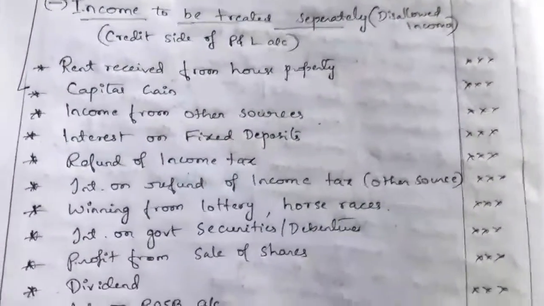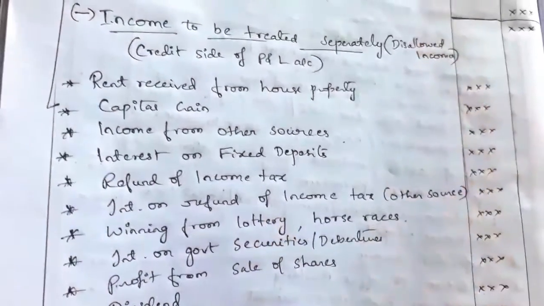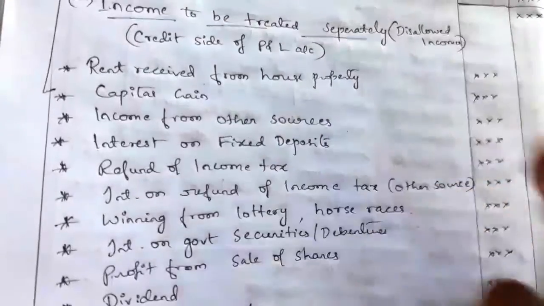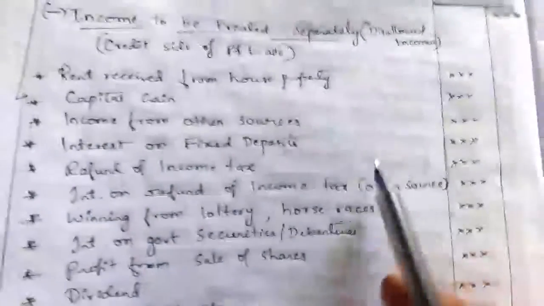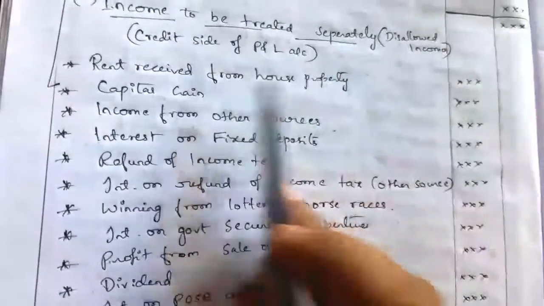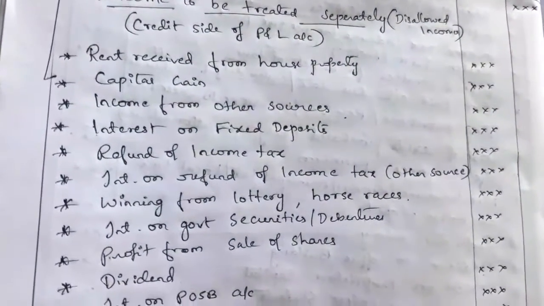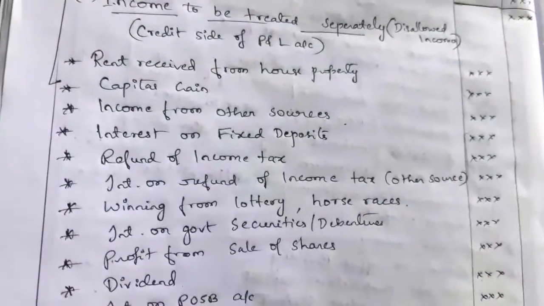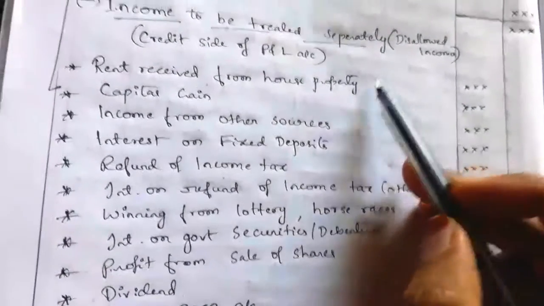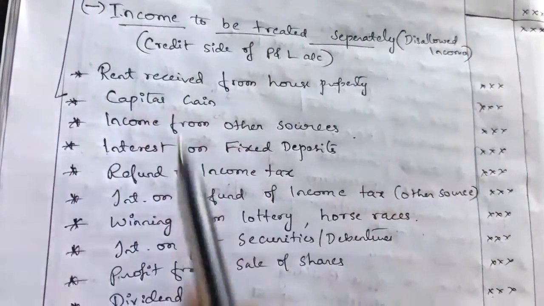I have listed out some of the incomes which are asked in the questions. First, rent received from house property. To record this, we have to see the credit side of the profit and loss account. Rental income from house property is house property income. It is not relating to business income. It should be recorded under the house property head. So here we have to cancel it, and to cancel it, we have to deduct it from the net profit.